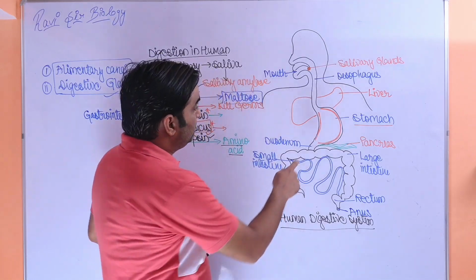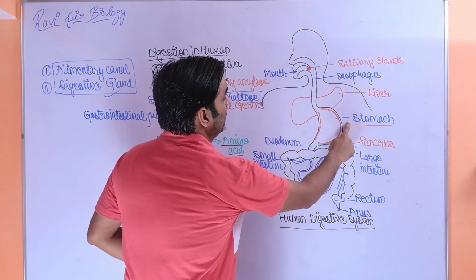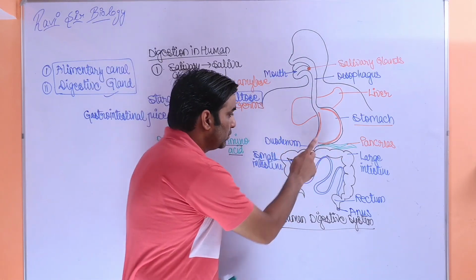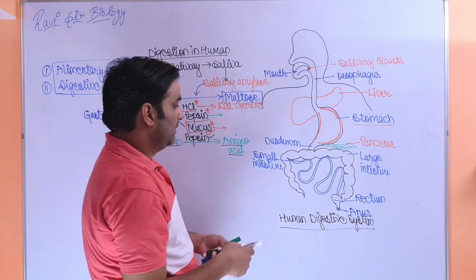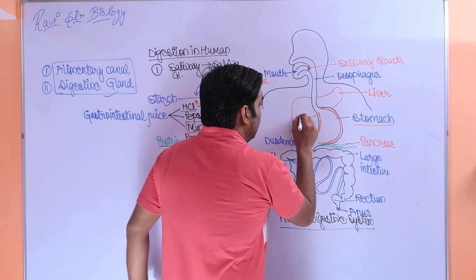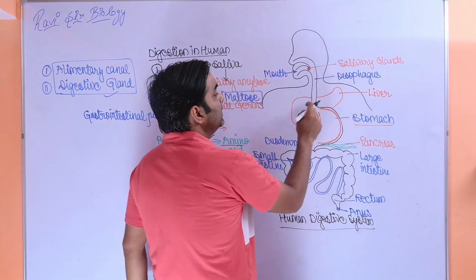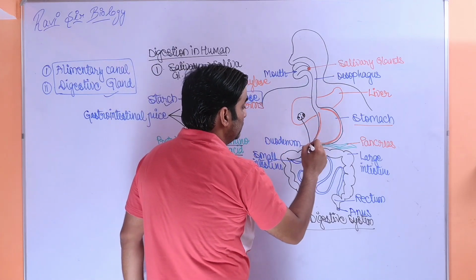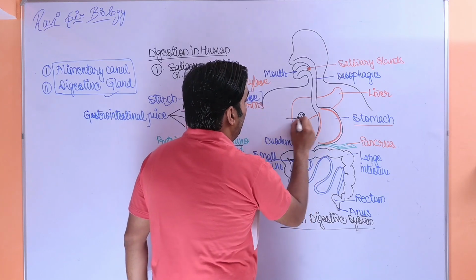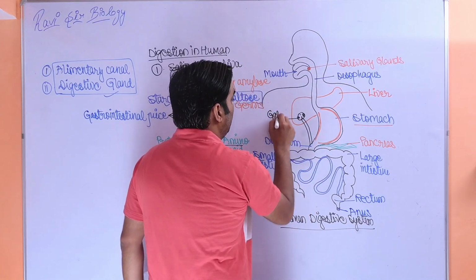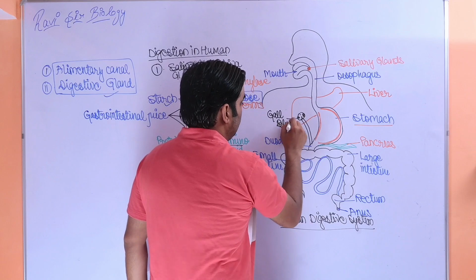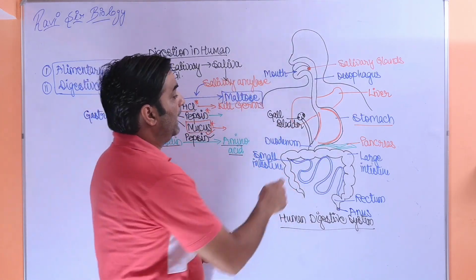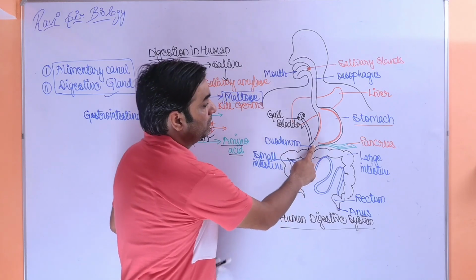Now the next part of the alimentary canal after the opening of the stomach, the very first part of the small intestine, is the duodenum. So what does this duodenum receive? Let me show you. There is bile juice secreted by the liver. This bile juice will be stored in the gallbladder. This is called the gallbladder. The gallbladder releases bile. The bile is coming into the duodenum.